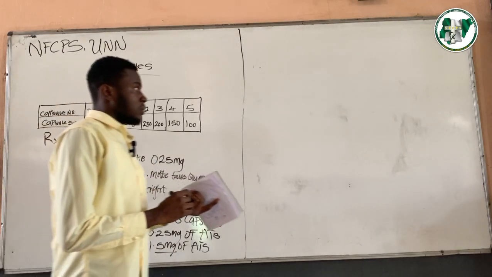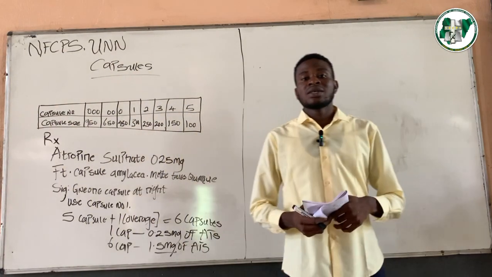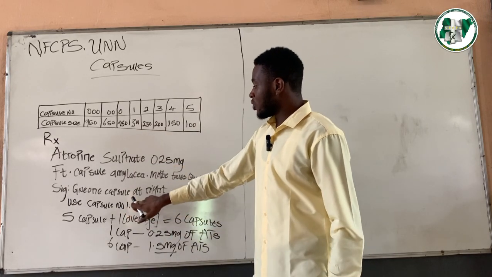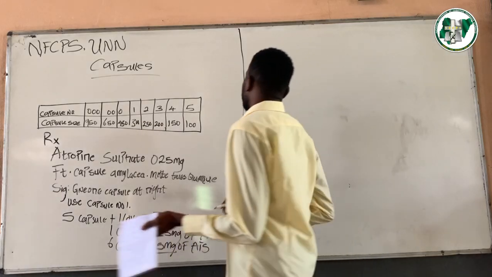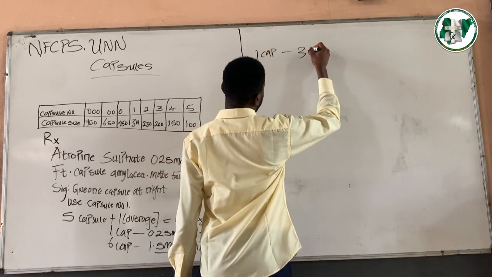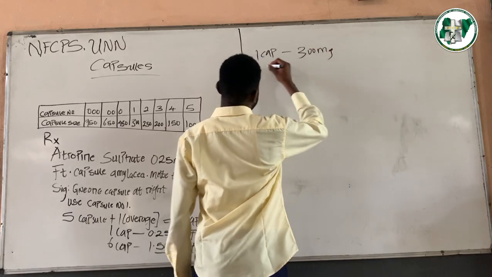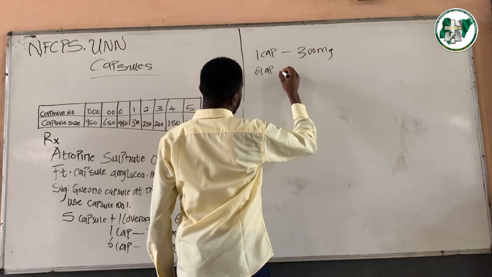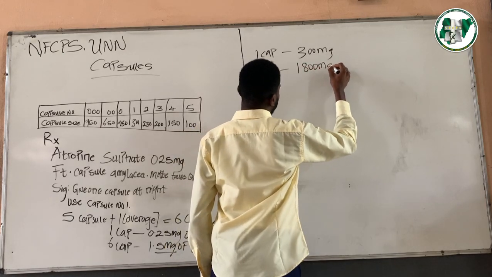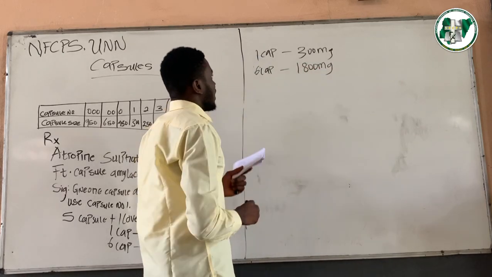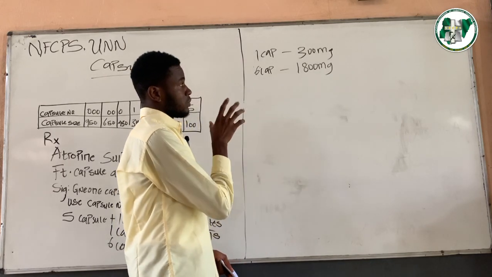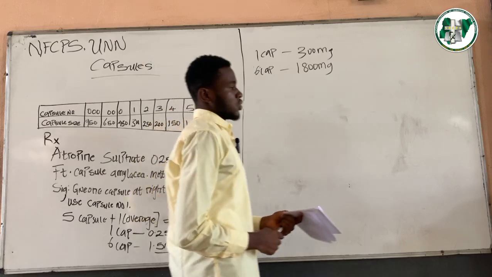Now note also, remember that I told you about the capsule size, that this capsule number 1 can only contain 300 milligram, right? So if one capsule will contain 300 milligram, 6 capsules contain 1,800 milligram. So at the end of the day, our total preparation should be 1,800 milligram, right? It's important you know this and keep it aside as we go through our question.